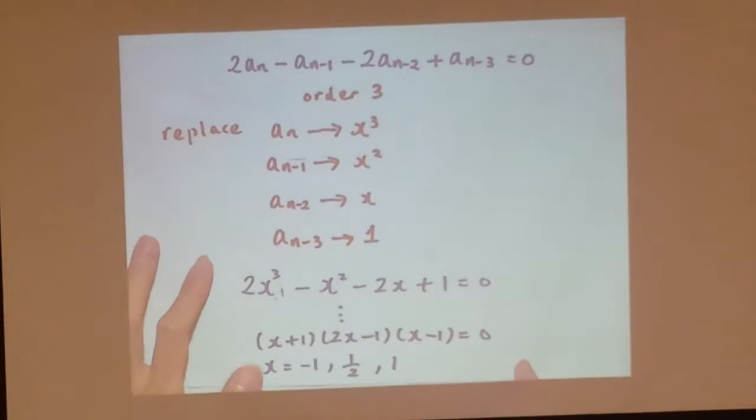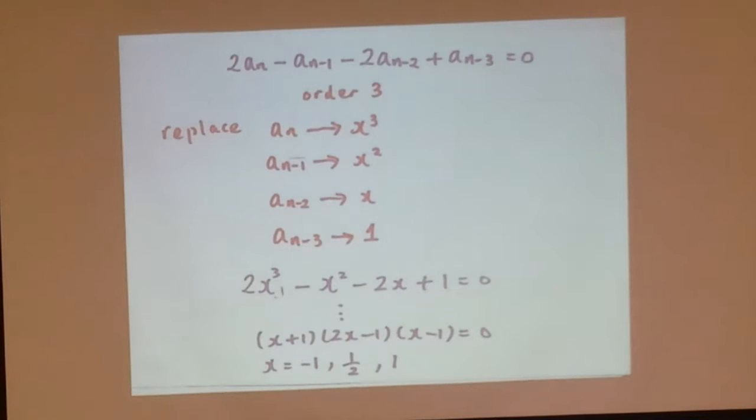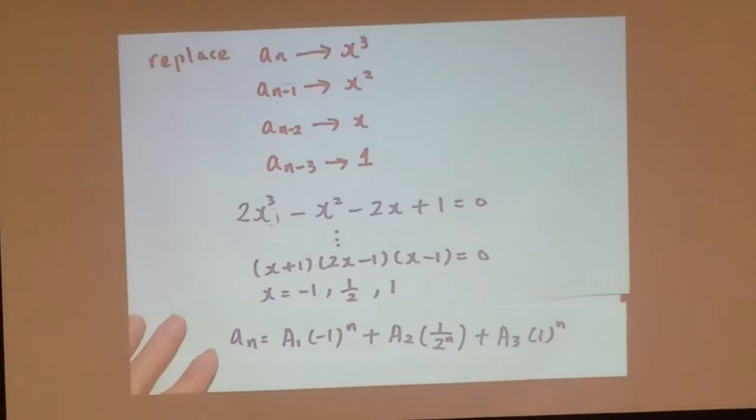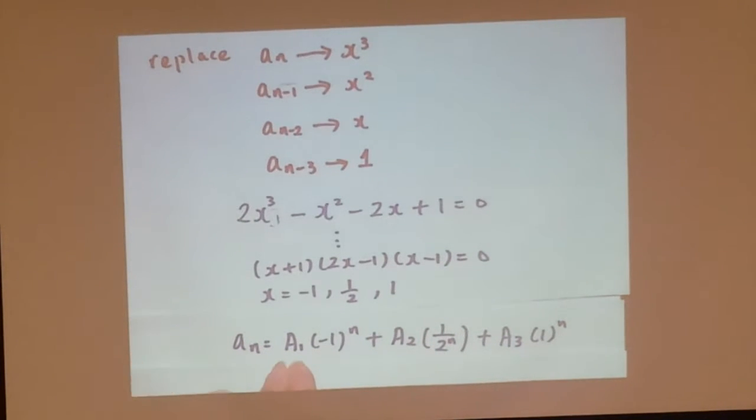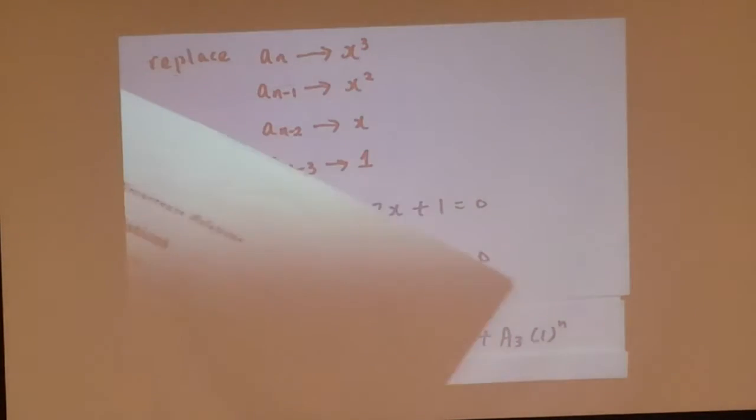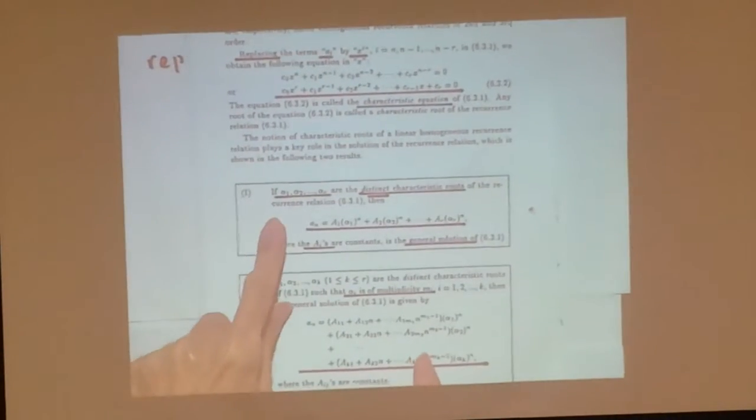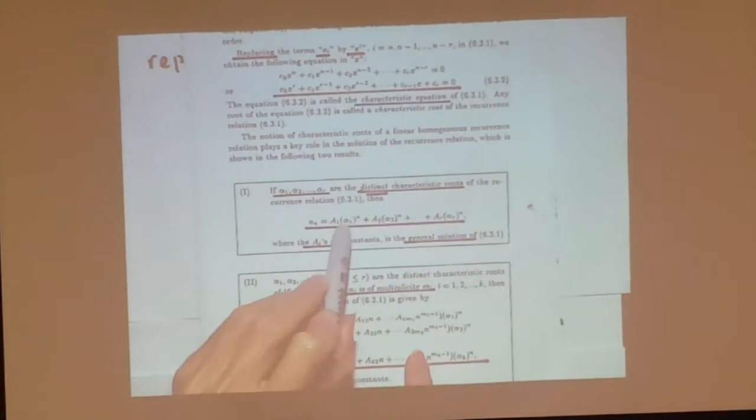After you factorize, you get 3 answers. And these 3 roots are all distinct. Which means an should be a1 times (-1)^n, a2 times (1/2)^n, a3 times 1^n. So all the roots are distinct, so you should have three terms of this form. When it's distinct, you are using number 1. So for each distinct root, you have an alpha power n.